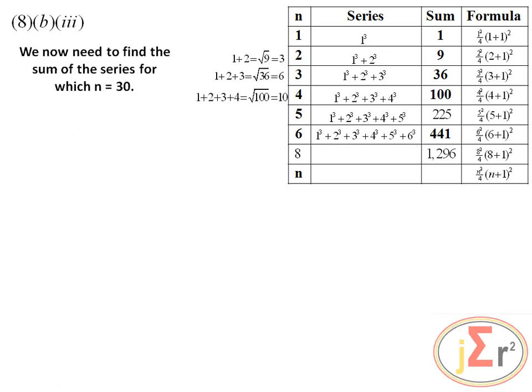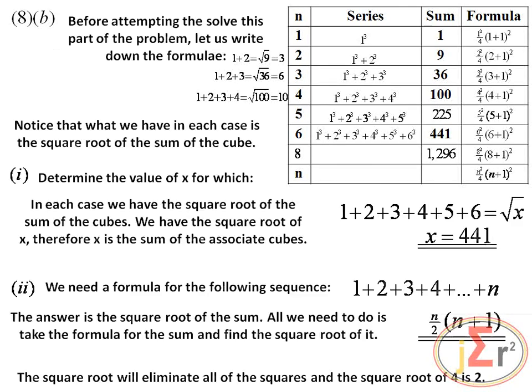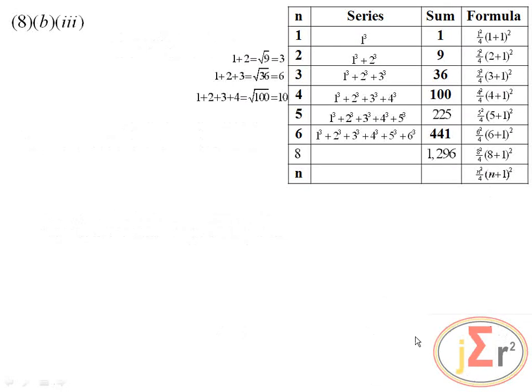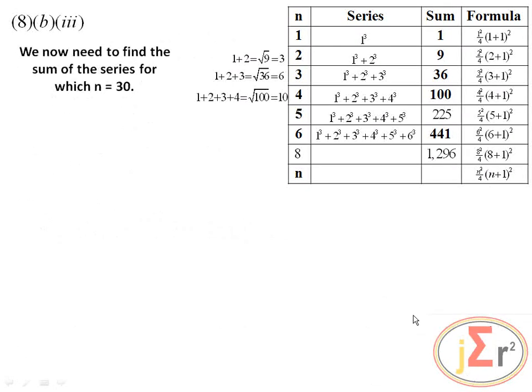We now need to find the sum of the series for which n is equal to 30. We will make use on a subsequent slide of this formula, the sum of the numbers consecutively up to and including n, and this one, the sum of the cubes of the numbers consecutively up to and including n. We now need to find the sum of the series for which n is equal to 30.